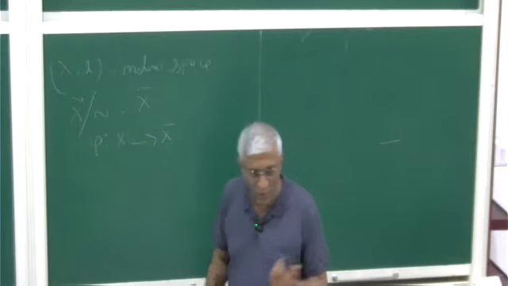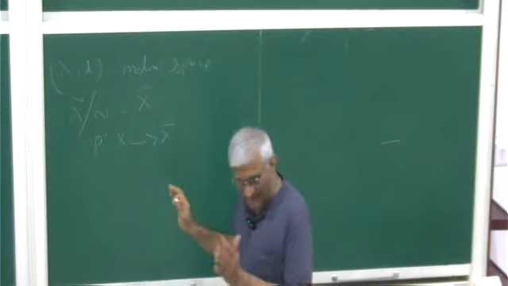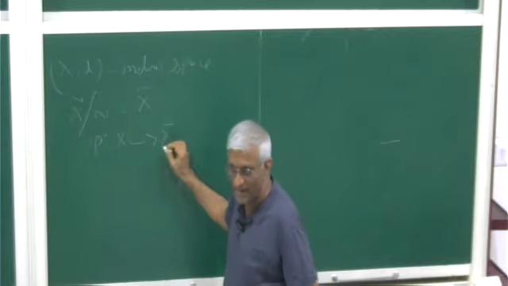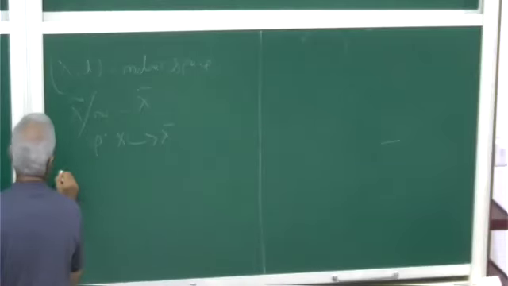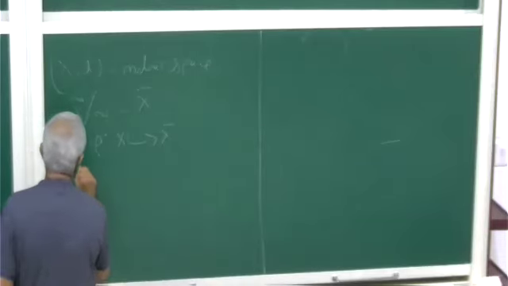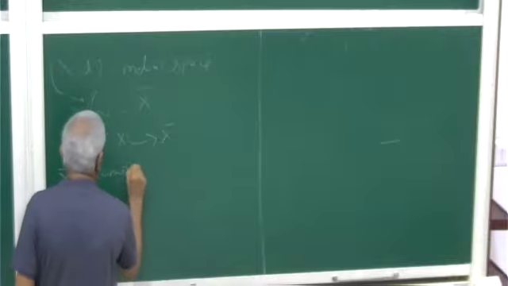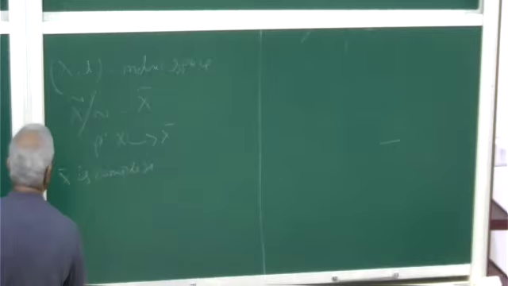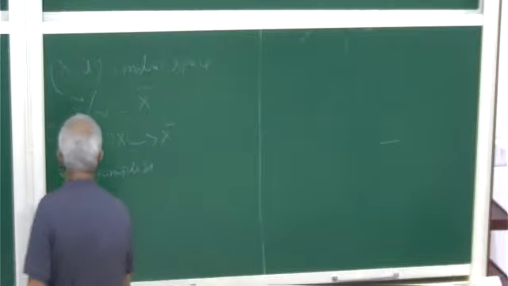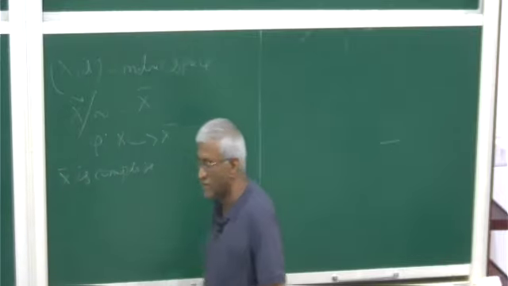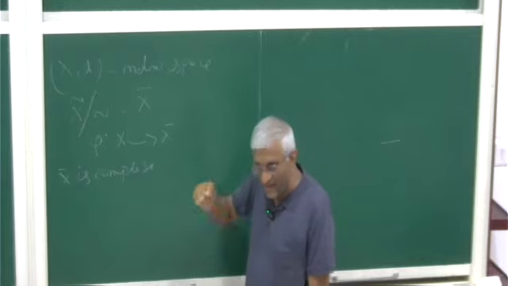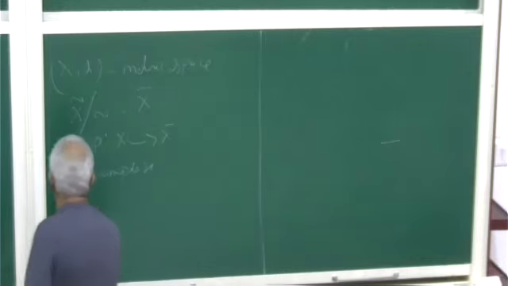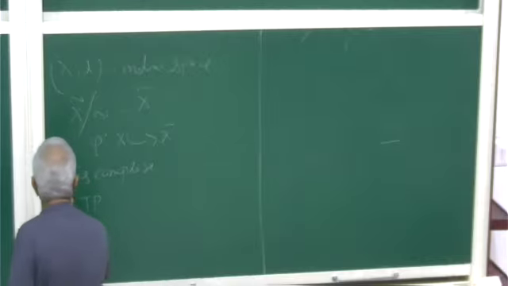And I forgot to show that this is actually complete. It is very easy, but I forgot to show that this is complete. So the claim is that X bar is complete. To prove this, we have to take a sequence in X bar and show that there is a limit. For that, it is enough to prove the following claim.